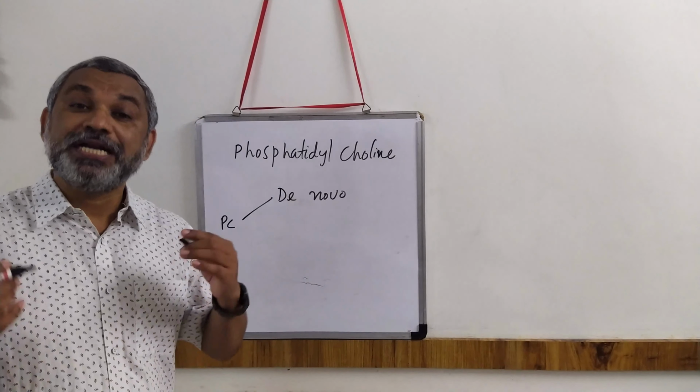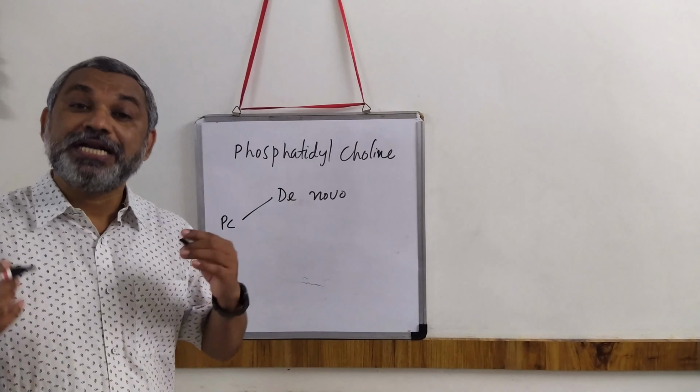Let us see how we synthesize phosphatidylcholine by using the de novo pathway. And you will be very encouraged to learn this. Synthesis begins with phosphatidylethanolamine. We have seen earlier how to synthesize phosphatidylethanolamine. There are three methyl groups in the structure of phosphatidylcholine. Therefore, the difference between phosphatidylethanolamine and phosphatidylcholine is that we need to introduce three methyl groups.